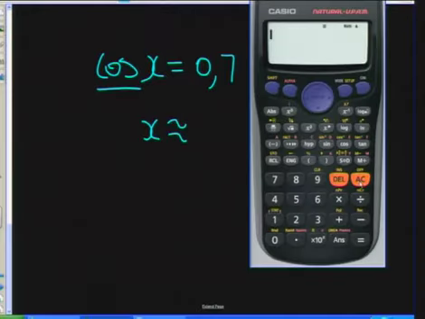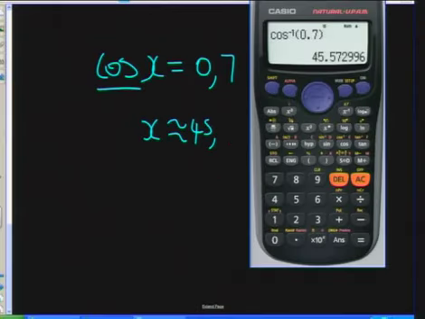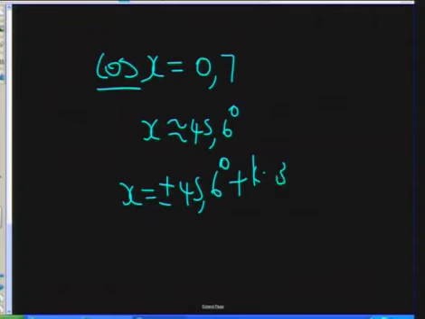Clear, cancel everything. Shift cos 0.7 bracket, you get around 45.6 degrees. Because of cos, the general solution for cos would be x is equal to plus minus the key angle. You always use plus minus, and k is an element of an integer.